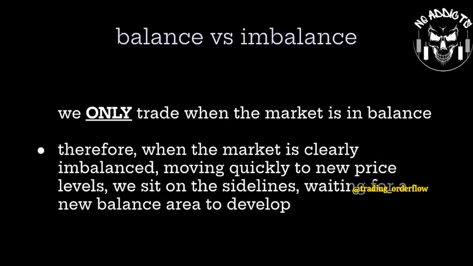So for this strategy, we only trade when the market is in balance, and this is generally on a lower time frame. For me, the 5 minute. Therefore, when the market is clearly in imbalance, so it's clearly moving on a short time frame in one direction quickly, away from prices that have been trading for quite some time, we sit on the sidelines and wait for a new balance area to develop. So it slows down and starts to develop a tradable range. This keeps us out of hot water with this strategy.